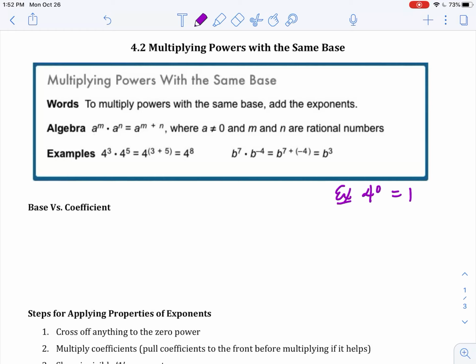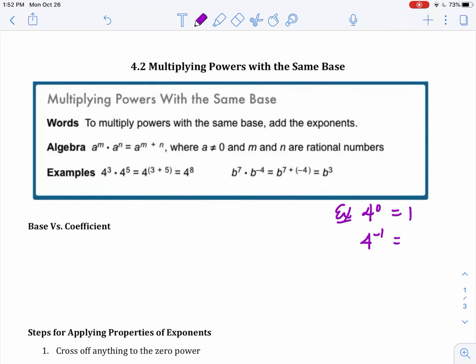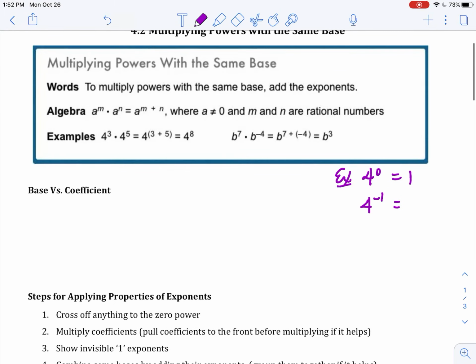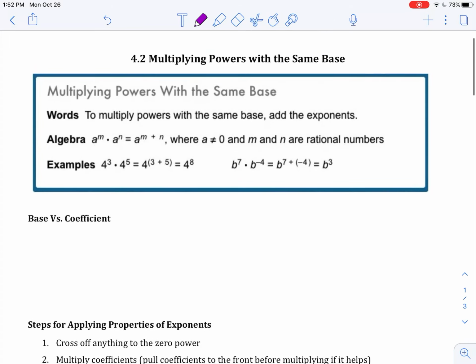We also learned in 4.1 that if you have a negative exponent, the number, or the variable, needs to move so that the exponent becomes positive. And so this would be like moving it to the bottom, and that 1 would turn positive. So we'd have 1 over 4 to the first power, which is just 1/4. So 0 exponents turn everything to 1, and negative exponents need to move. That's what happened in 4.1.